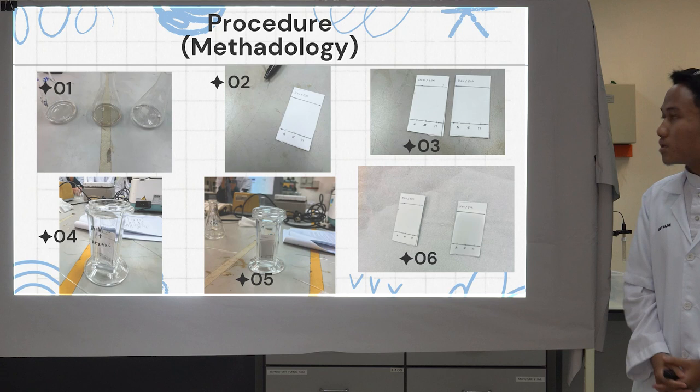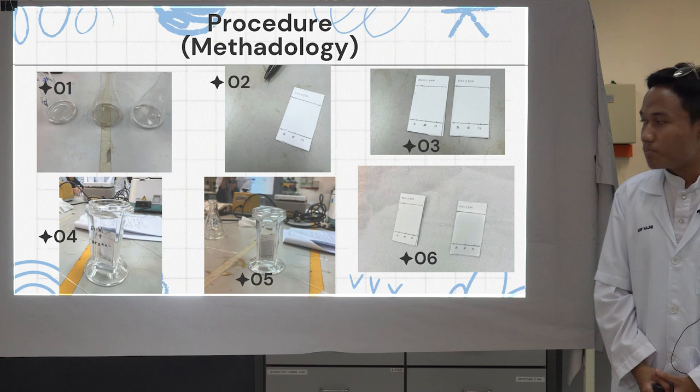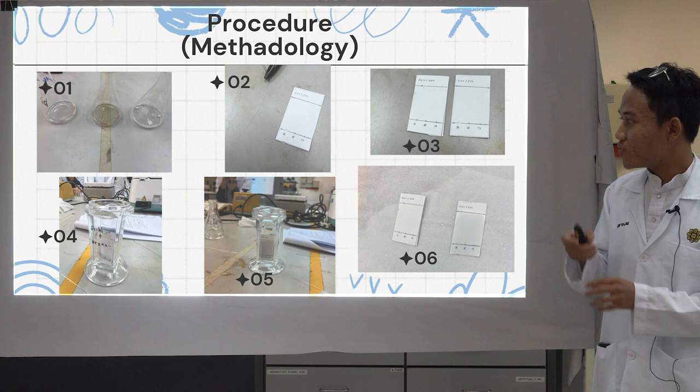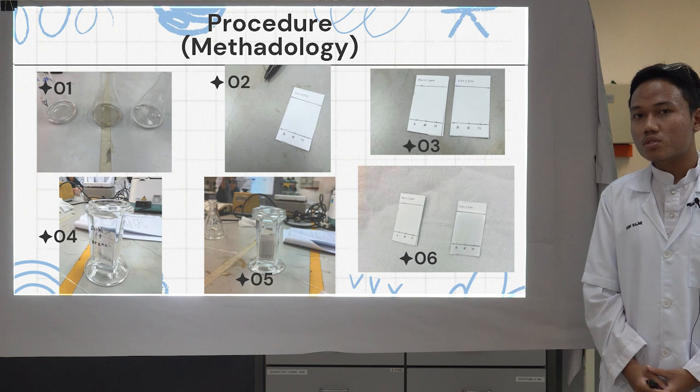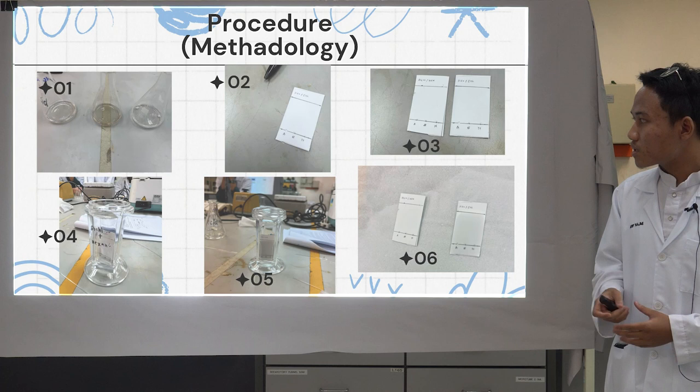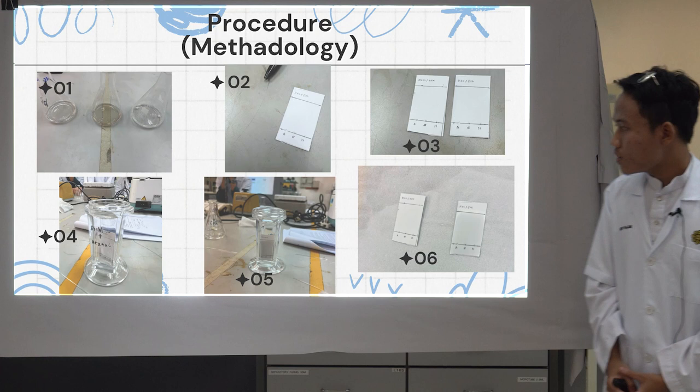We can use a 1,000 microlitre pipette to suck up the two solvents from the flask, and then we put them into the chamber. In the chamber, we use 5 milliliters of each solvent. So that means we need to suck up the solvent 5 times using the 1,000 microlitre pipette.